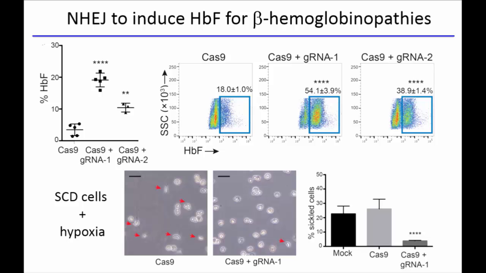And what we did was we measured these and counted them blindly and manually, and we compared this in vitro sickling with and without editing. And what you can see here is that after editing, there's a substantial decrease in the percentage of sickled cells compared to the controls. So at least in vitro, we can treat sickle cell disease.